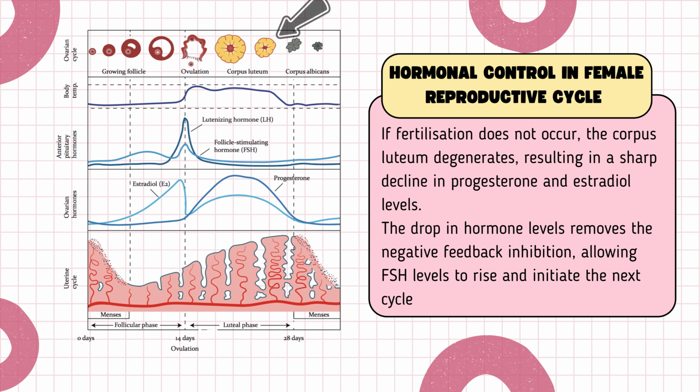If fertilization does not occur, the corpus luteum degenerates after about 10 to 12 days, resulting in a sharp decline in progesterone and estradiol levels. The drop in hormone levels removes the negative feedback inhibition, allowing FSH levels to rise and initiate the next cycle.